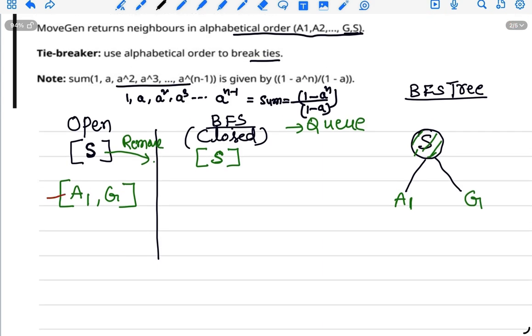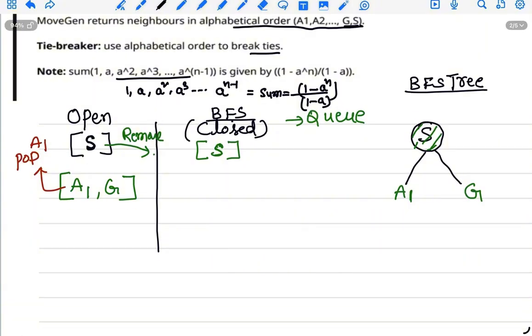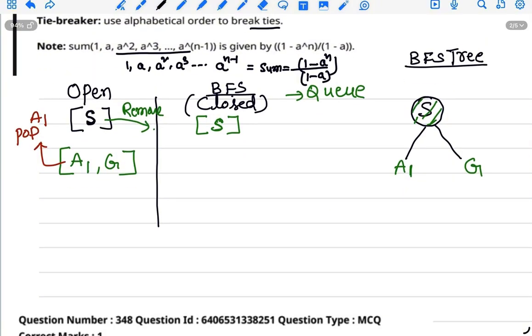So remove this one. Pop A1. Pop A1 means explode the A1 and write the neighbors of A1. So what are the neighbors of A1? We are writing the neighbors of A1.